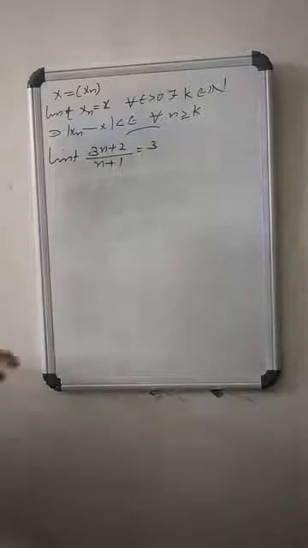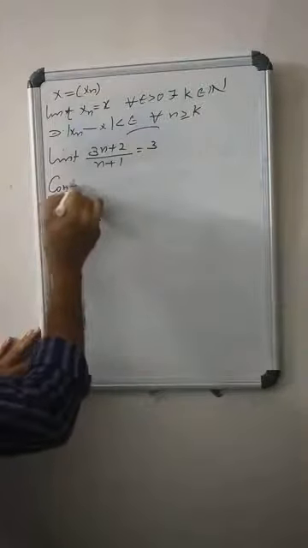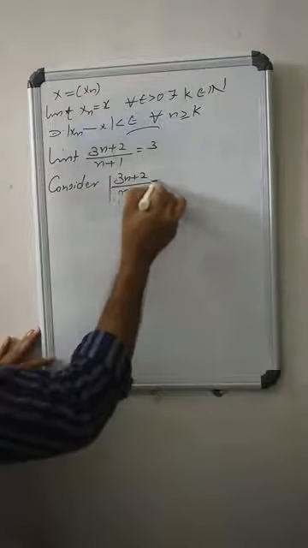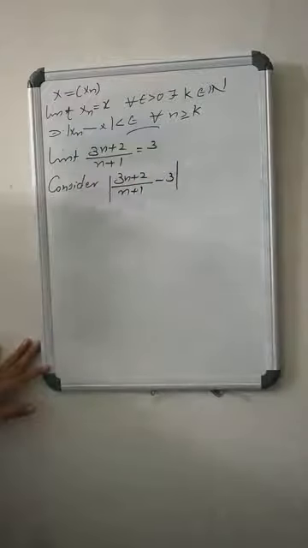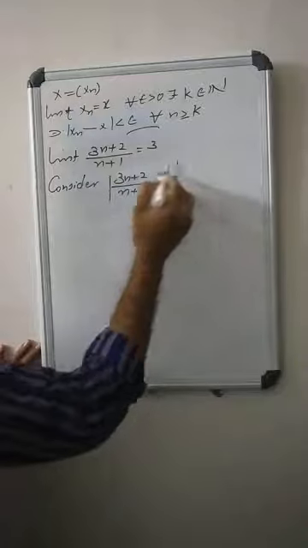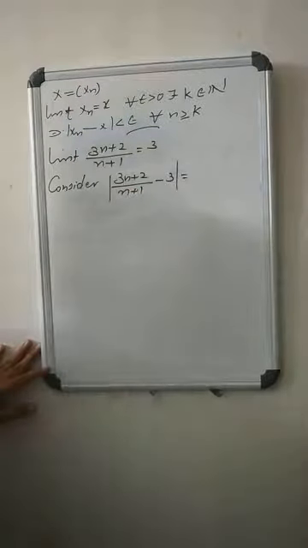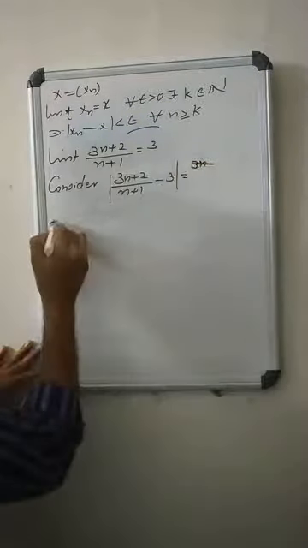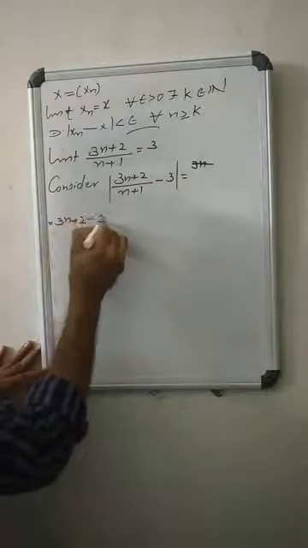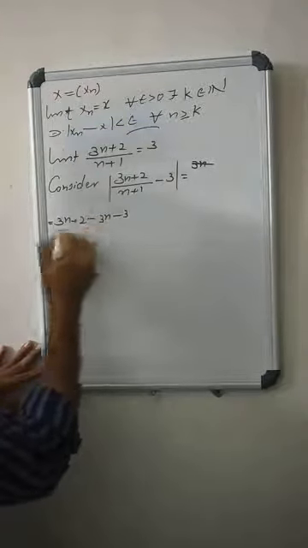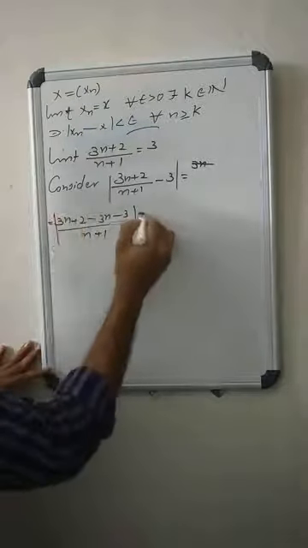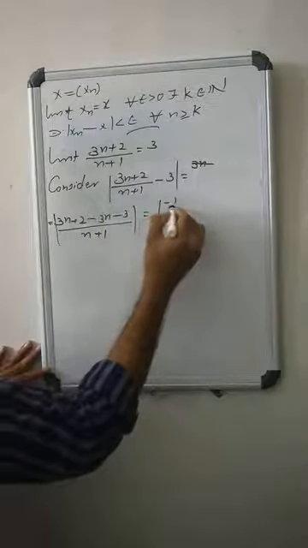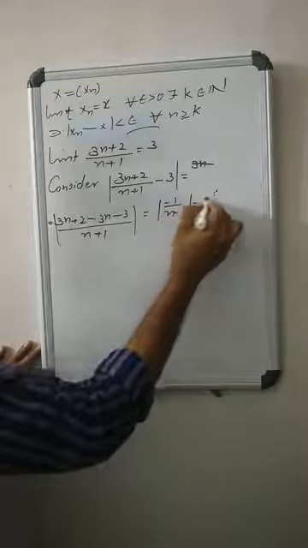Limit of (3n+2)/(n+1) equals 3. So consider the modulus of (3n+2)/(n+1) minus 3. That equals, by taking LCM, (3n+2 minus 3n minus 3)/(n+1) in modulus. The 3n cancels, giving the modulus of minus 3 by n+1, the modulus of minus 1 by n+1, which equals 1/(n+1).